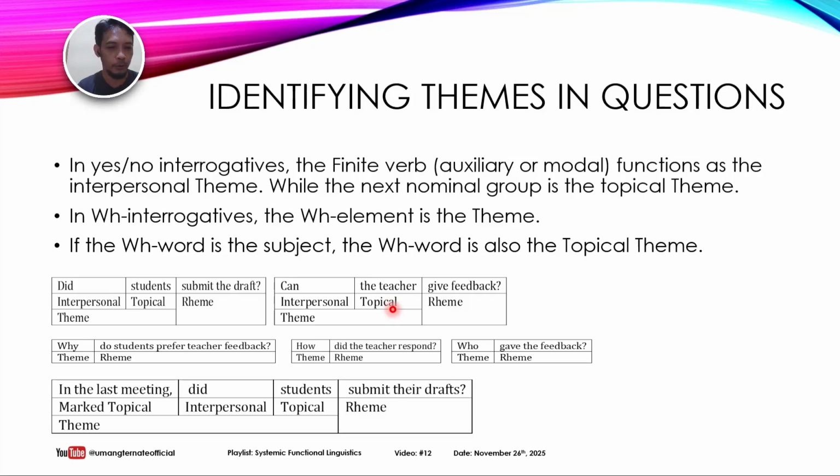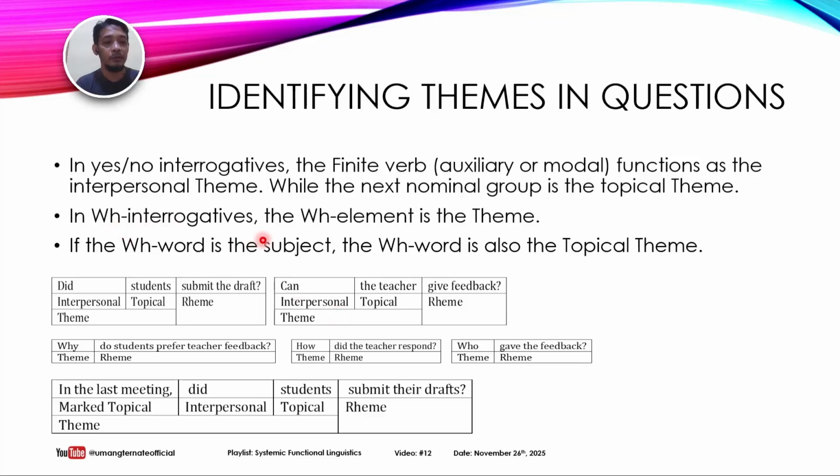The auxiliary or modal verbs here make the theme interpersonal because they express the tense, the finiteness of the clause, and they determine the speech roles and the speech functions, whether it is a statement, question, command, or an offer. So that's why they are interpersonal themes. I hope that you understand that.